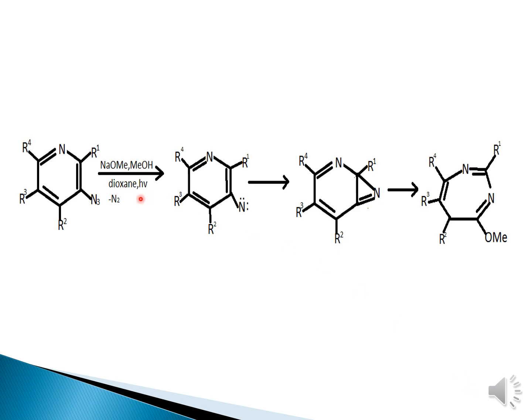Moving on to next reaction, you are taking the pyridine molecule and then azides with the pyridine molecules, and then in the presence of sodium methoxide upon treatment with methanol solvent, upon photolysis, one molecule of nitrogen gets eliminated by the formation of your singlet nitrene. Focus over here, singlet nitrene. Once the nitrene gets formed, there is the formation of your aziridines. After the formation of aziridines, there is a ring opening reaction. After the ring opening reaction, there is the shifting of your bonds, and that will lead to the formation of your diazepine structure.